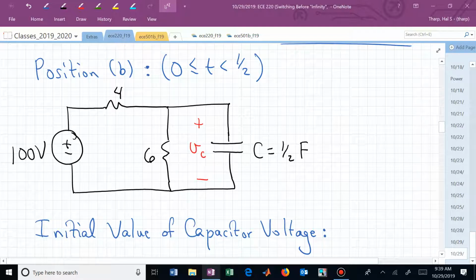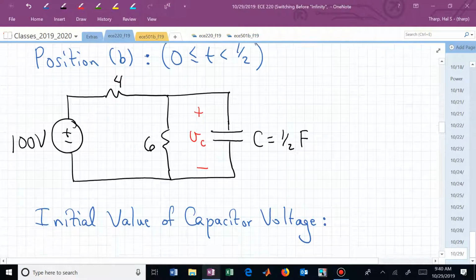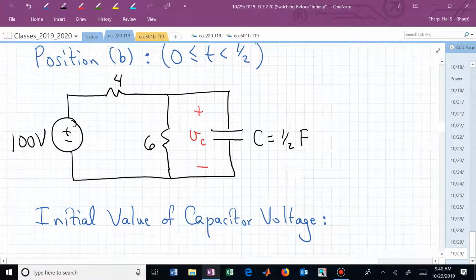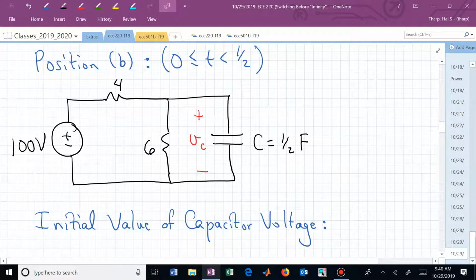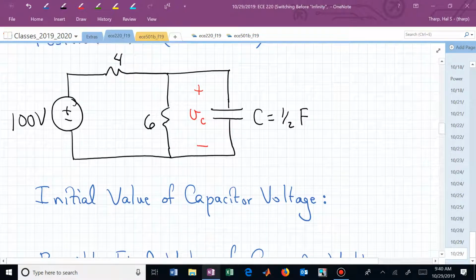We can redraw the circuit, including only the elements that are there when the switch is in position B, and I hope this is what the circuit looks like. I hope that's what you have sketched. And now we want to know what V sub c of t is going to do during this interval. Do we know where we're starting? What's the initial value of our capacitor voltage?